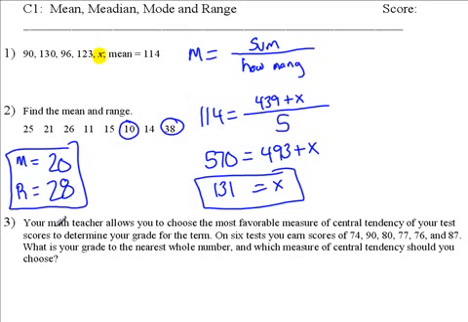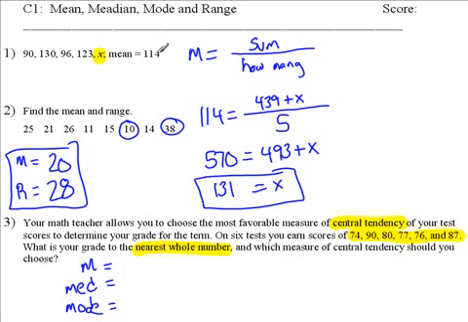Number 3, your math teacher allows you to use a measure of central tendency, either the mean, the median, or the mode, to pick your test grade. We have these test scores so far. We want to know, to the nearest whole number, which measure of central tendency we should choose, and we're implying here that you want to get the highest possible grade. So we need to calculate a mean, a median, and a mode.